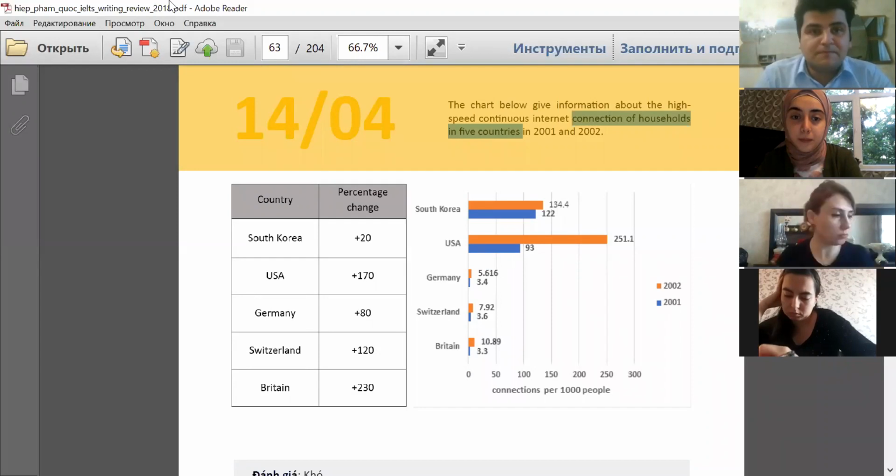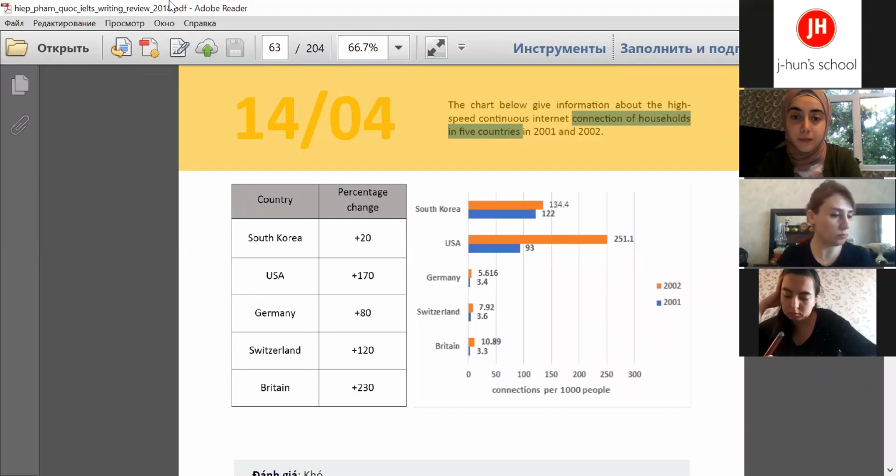Of course. The chart reveals a statistical breakdown about the high-speed continuous internet connection of households in 5 different countries, namely South Korea, USA, Germany, Switzerland, and Britain, over a 1-year period from 2001 to 2002. Overall, it is evident that Britain saw the most significant change in the number of families who accessed the high-speed internet.